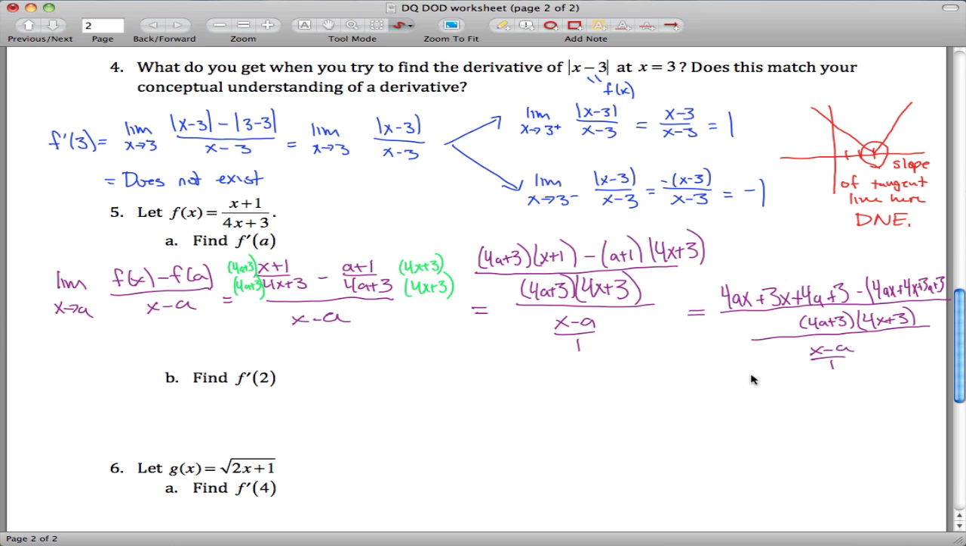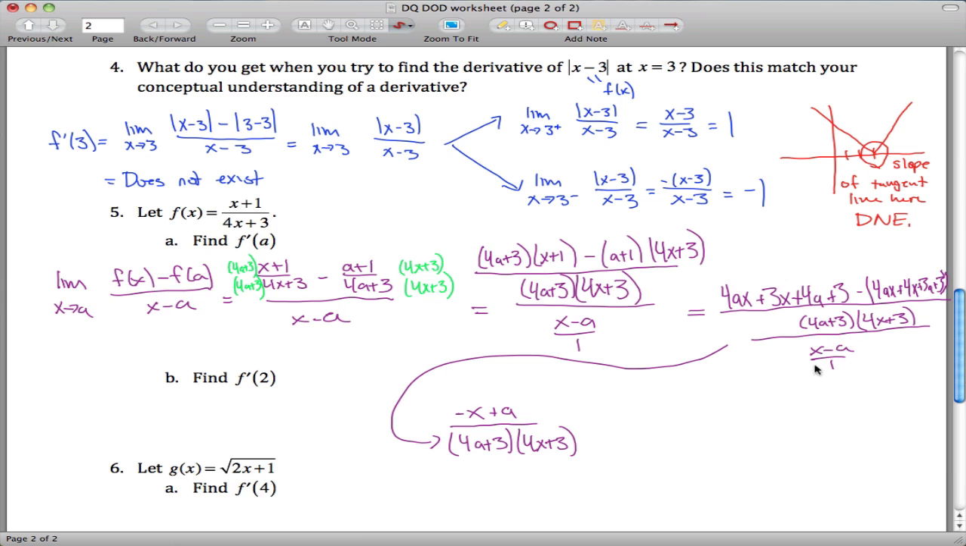Maybe I'll jump down. From here, I'll go over to here. Okay, in the top here, I have 4ax minus 4ax. It's kind of nice. Those guys cancel each other out. I have 3x minus 4x, so I got a negative x. I got 4a minus 3a, so I got 1a. Then I got 3 minus 3, so those cancel out. And then I got 4a plus 3 over 4x plus 3.